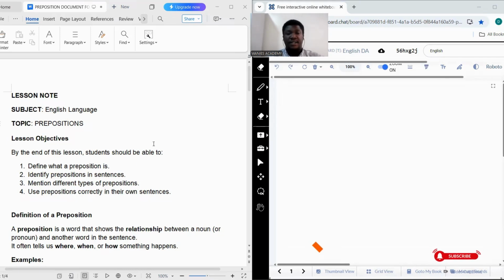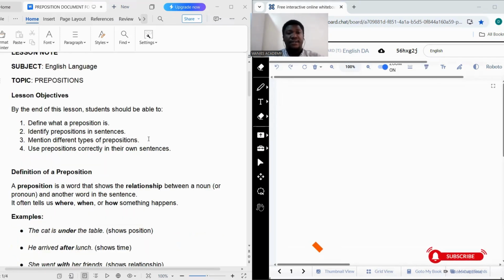Now, these are the objectives of this lesson. The first is to define what a preposition is. The second is to identify prepositions in sentences. The third is to mention different types of prepositions. And the fourth is to use prepositions correctly in your own sentences. So let's dive right in.